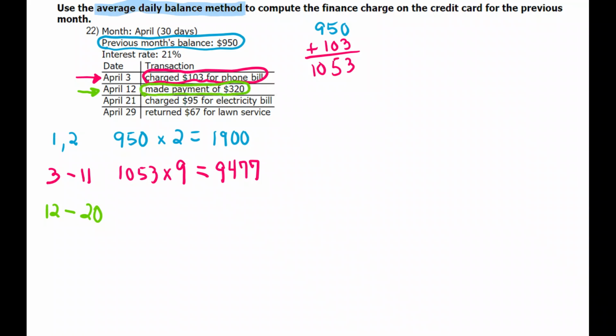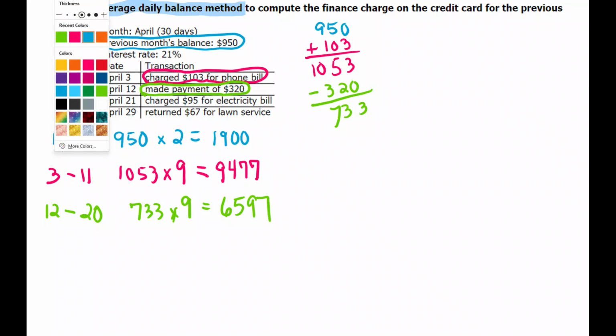On the 12th, we made a payment. They received a payment from us. That is going to decrease our balance. So we're going to go down by 320. And that's going to be $733. All right. But how many days is that? The 12th, the 13th, the 14th, the 15th, the 16th, the 17th, 18th, 19th, 20th, that is also 9 days. So 733 times 9 is 6,597.